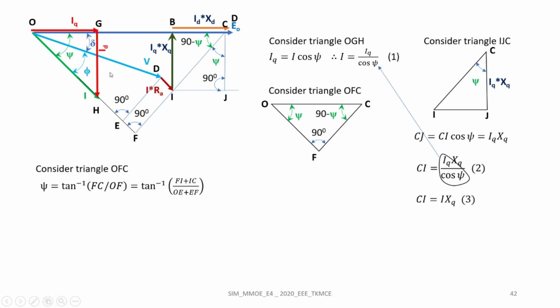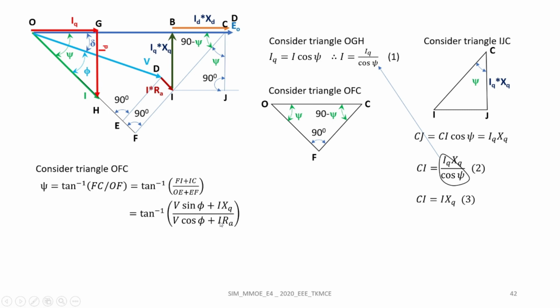When we are considering this right angle triangle ODE, V is the hypotenuse and the angle is phi. Therefore, DE is equal to V sin phi. Therefore, FI is also equal to V sin phi. And this length, that is OE, is equal to V cos phi. Substituting all these values in this equation, we can have the expression for internal power factor angle psi as tan inverse of V sin phi plus ISQ by V cos phi plus I into Ra.